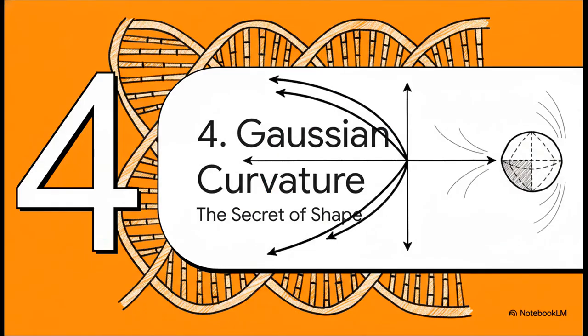And this is just incredible. Those two numbers, the maximum bend and the minimum bend, that's it. That's all you need. It's like the entire genetic code for the shape at that one single point. And when we combine them, we get one of the most famous and powerful ideas in all of geometry.